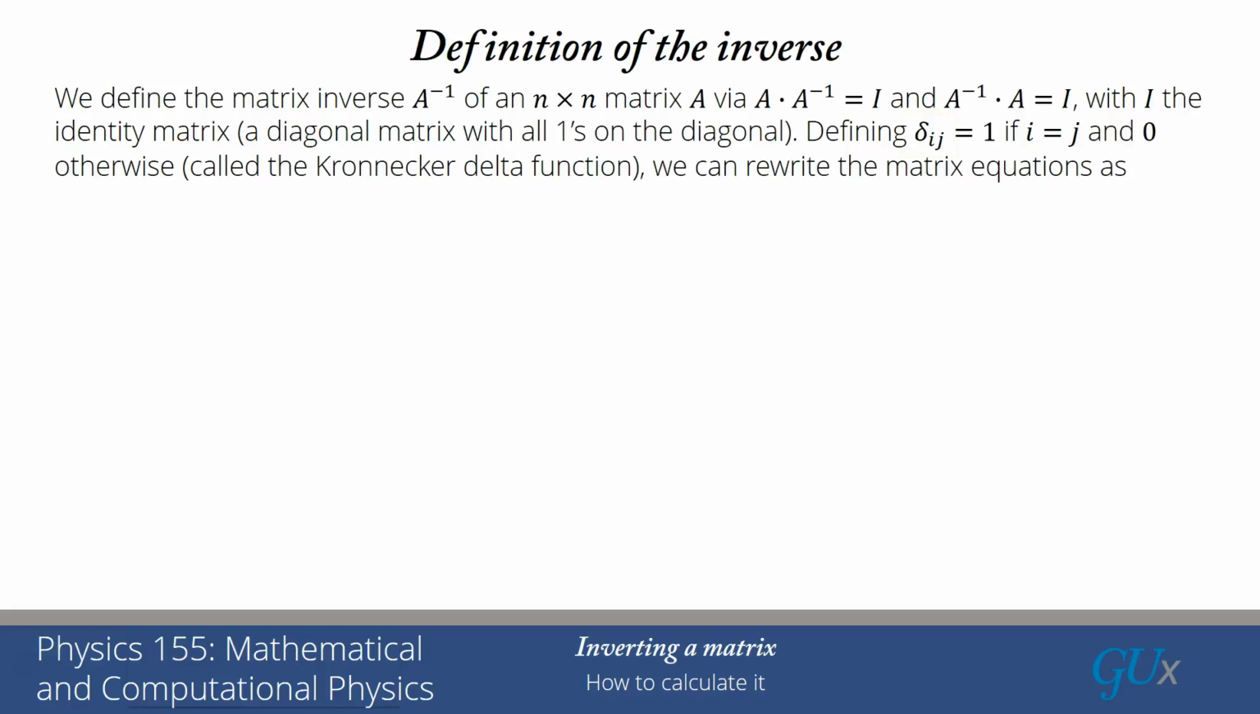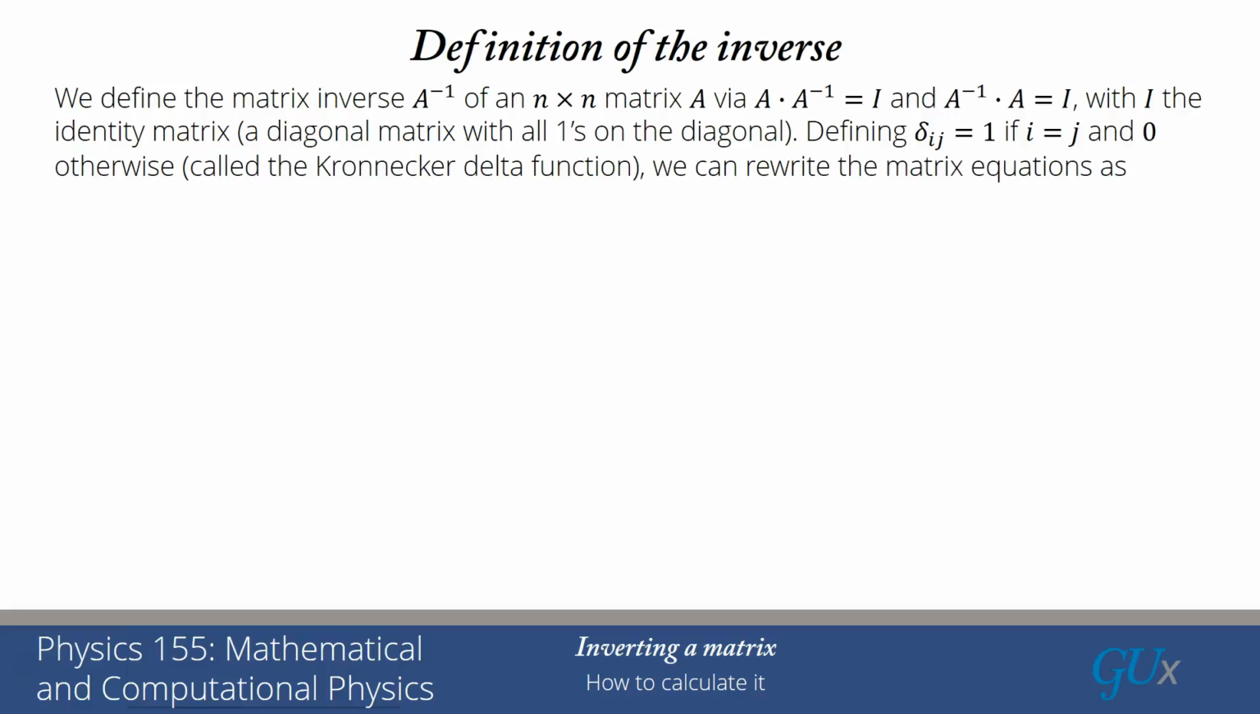Now we define a specific symbol called delta ij to equal 1 if i equals j and 0 otherwise. This is called the Kronecker delta function. You've probably seen it before. You're definitely going to see it a lot more in your upper division physics classes.